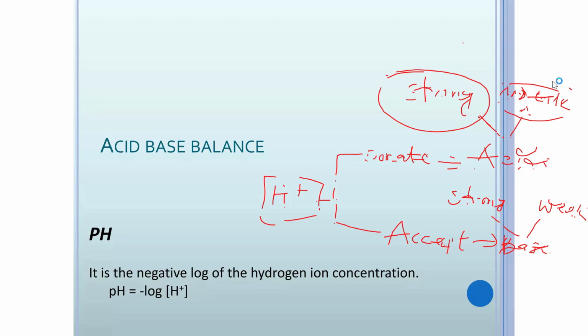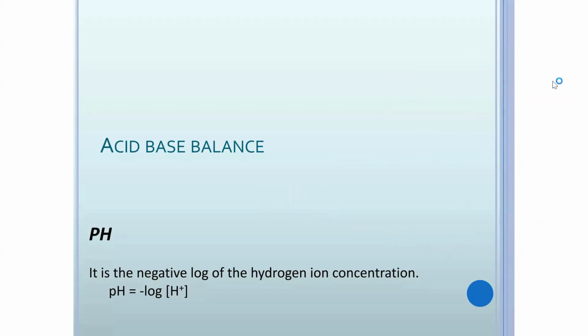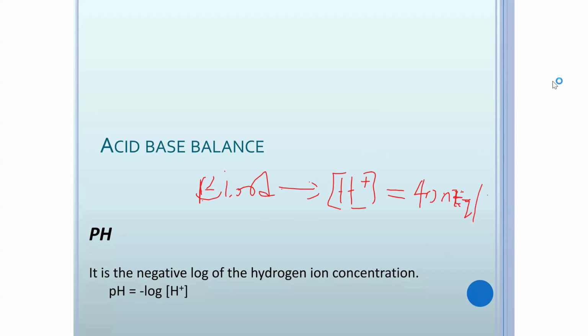Generally, our body fluids are made up of different concentrations of this hydrogen ion. For example, the concentration of hydrogen ion in the blood is around 40 nano equivalent per liter. But nano means there is a huge zero here.